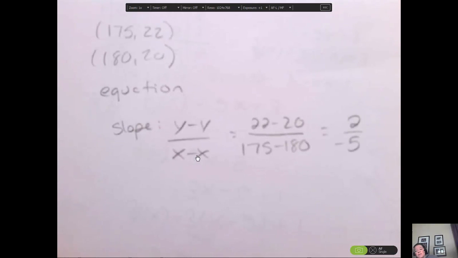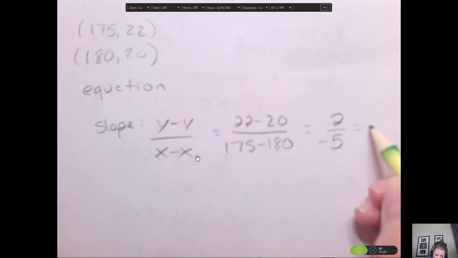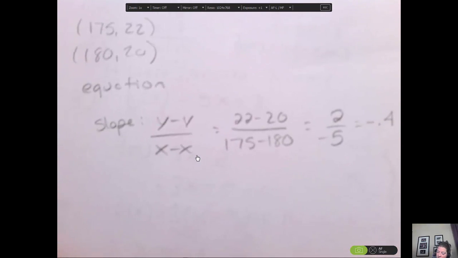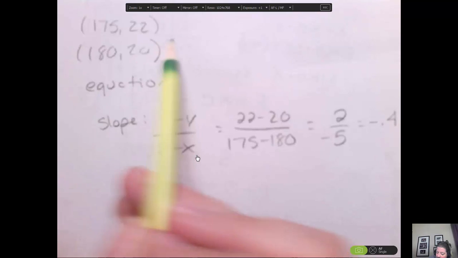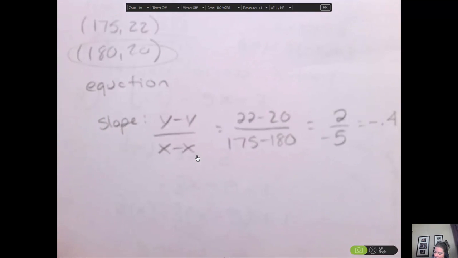And if you want, you can use the decimal, or you can use the fraction. Sometimes a decimal is a little bit easier than the fraction value of that. So let's use -0.4. Okay, and then I'm going to use one of my points. It doesn't matter which one, I'll just use the second one.